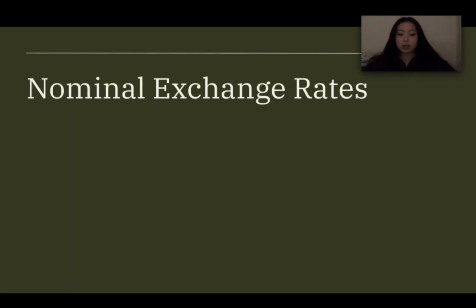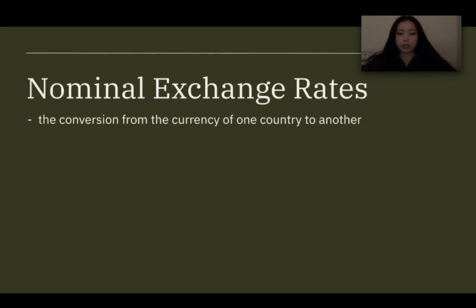What is a nominal exchange rate? It is the conversion of currency from one country to another's. Essentially, an exchange rate explains what your dollar is worth in any other country. An example of this is 0.63 US dollars per Australian dollar. What this rate tells you is that if you are an Australian, your dollar will be worth $0.63 in America.